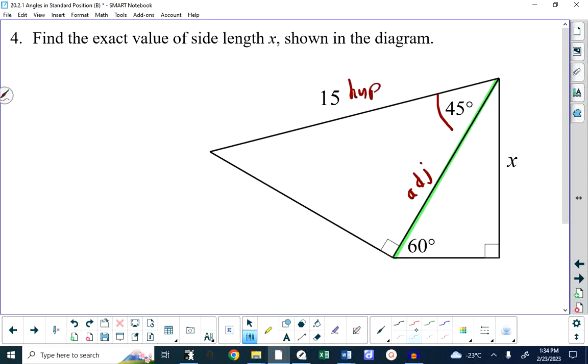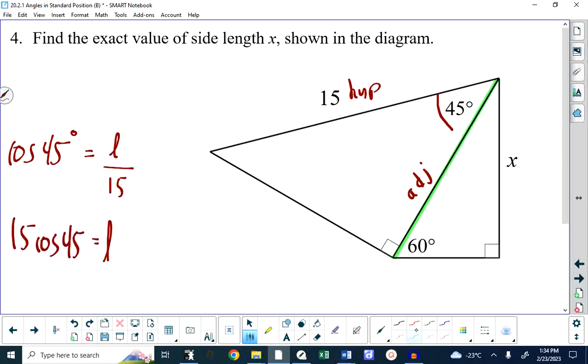That means we can use cosine. Cosine of 45 degrees will be the adjacent. Let's call it L. I like the letter L. I would avoid H for hypotenuse because it's only the hypotenuse of the other triangle, not the hypotenuse of the first one. I would just call it L. Over 15, which means when you cross multiply, L is cosine of 45 times 15.